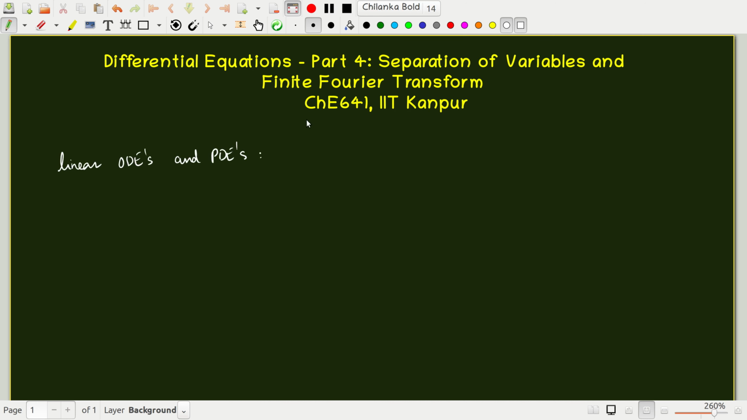Now, before I do that, I will first try to solve a PDE, a partial differential equation, using the method of what is called the separation of variables. I will tell you that the method of separation of variables is very intimately connected to the notion of eigenfunction expansion and finite Fourier transform. So it is the same thing but slightly packaged differently.